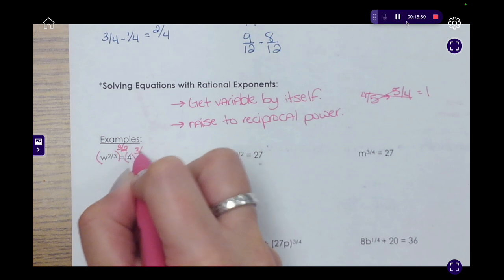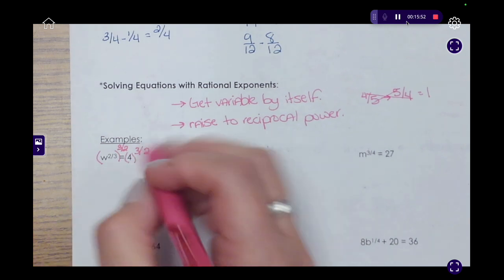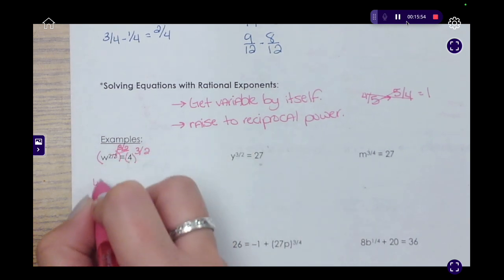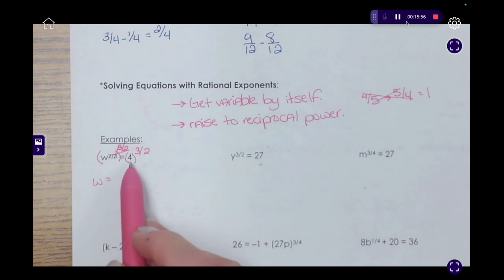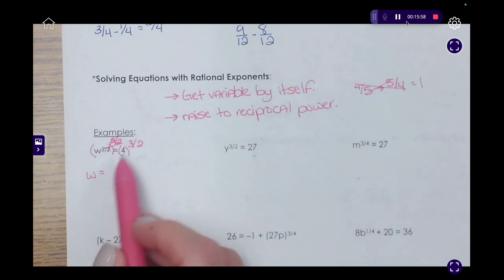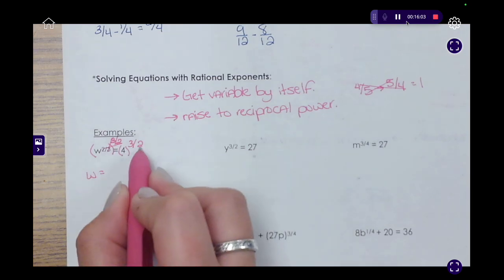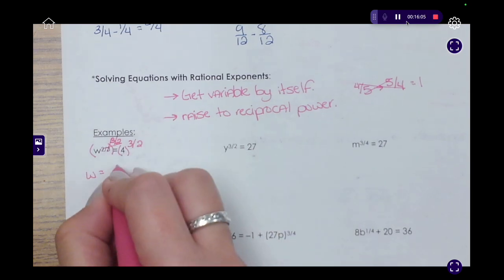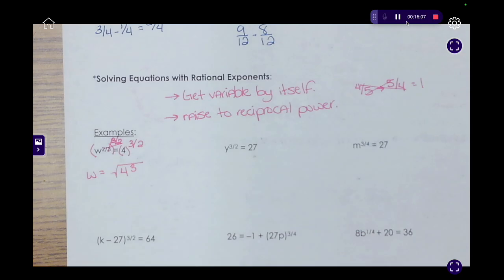Remember, what you do to one side, you have to do to the other. So this cancels and leaves me with w. And then here, this is what we just did on the front side. I need to be able to write this with that radical form so I can simplify it. So remember, the denominator means this is the square root of 4 to the 3rd.